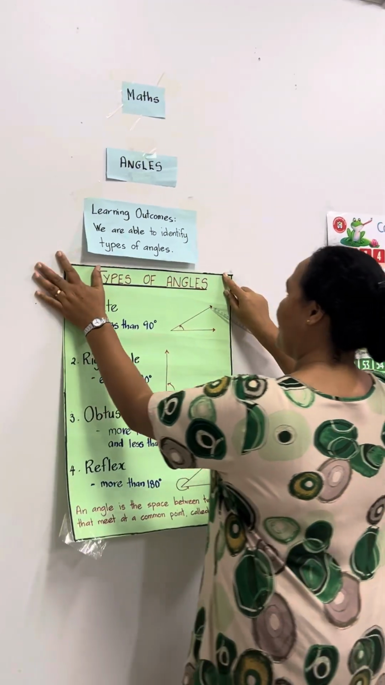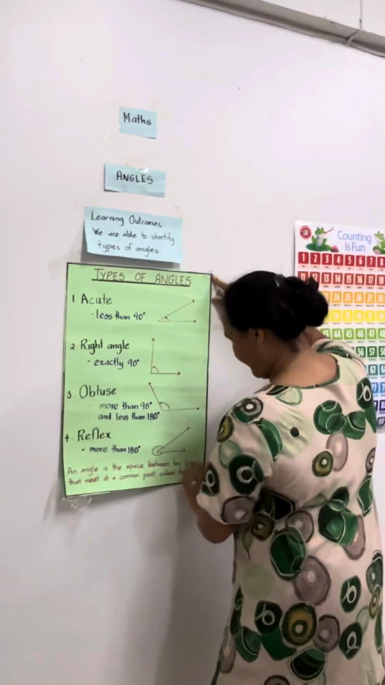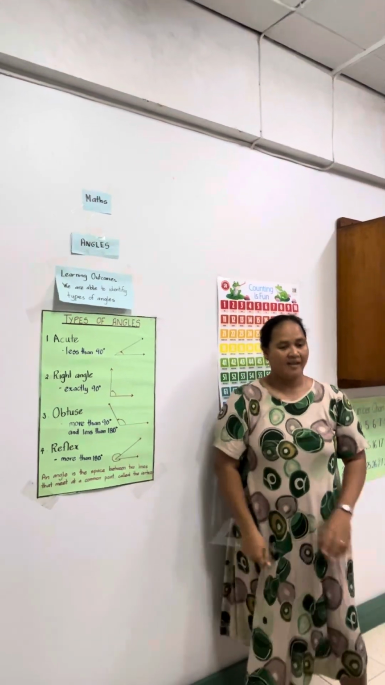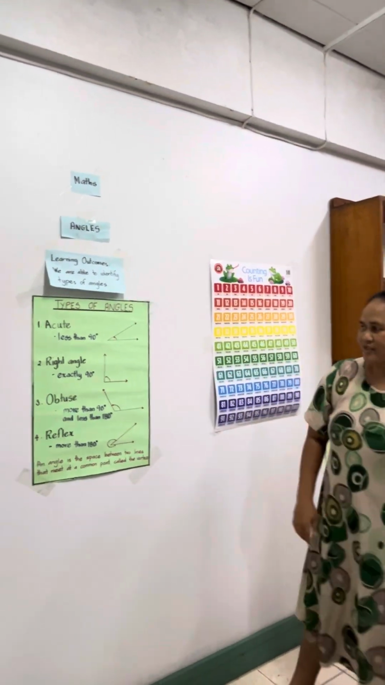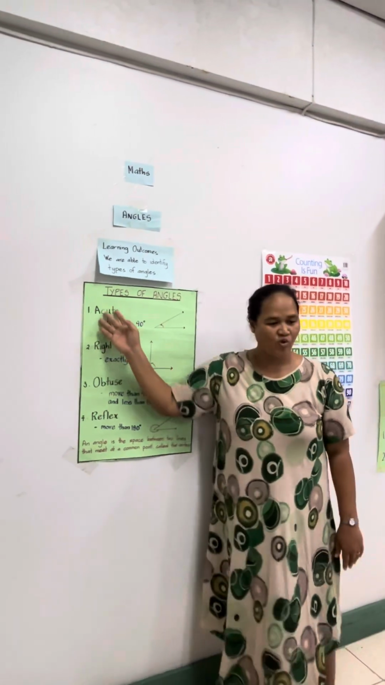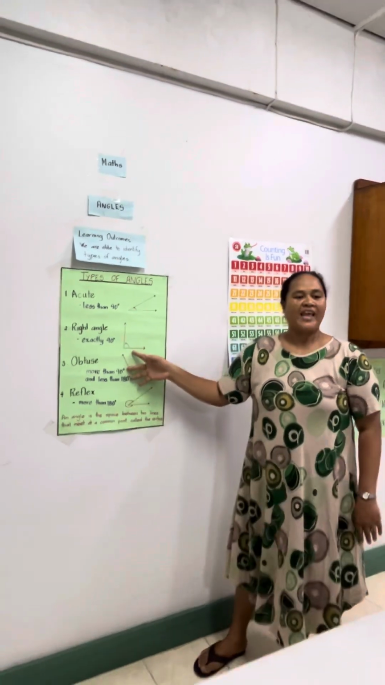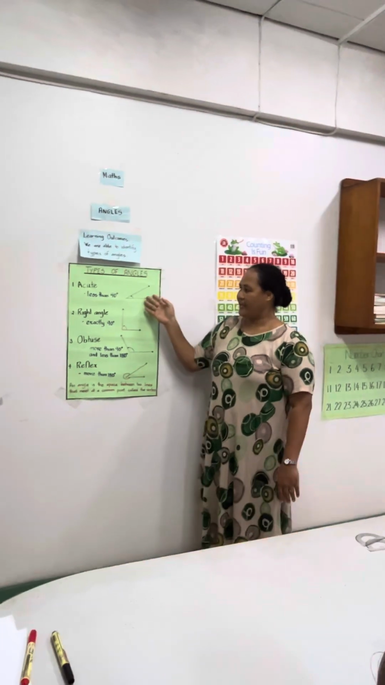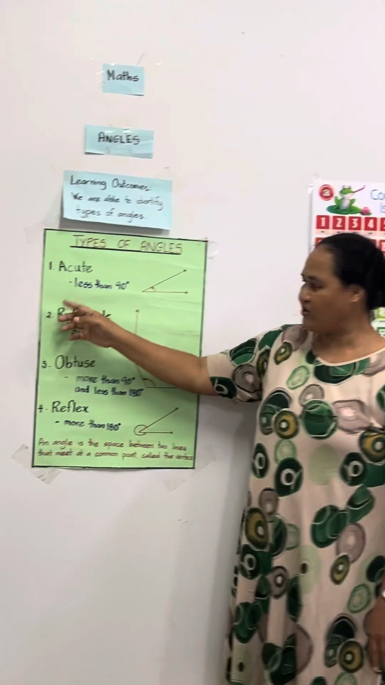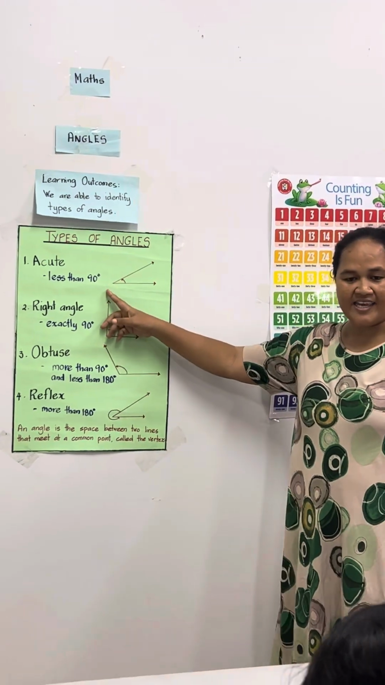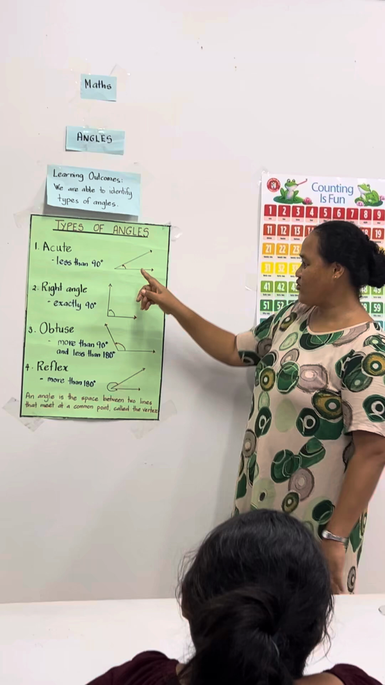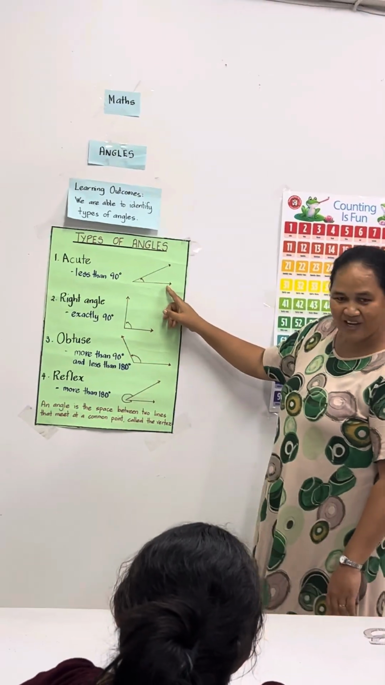At the end of this lesson, we will learn the different types of angles. Look up here. These are the 4 different types of angles. The first one is an acute angle. Acute angles are less than 90 degrees, as you can see from the diagram.